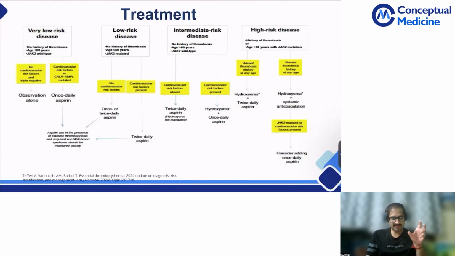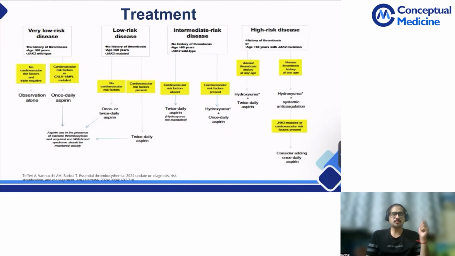So how do we classify treatment? We classify patients into 4 groups: very low risk, low risk, intermediate, and high risk. High risk is very easy. Presence of thrombosis defines all MPNs as high risk because of the high risk of recurrence.